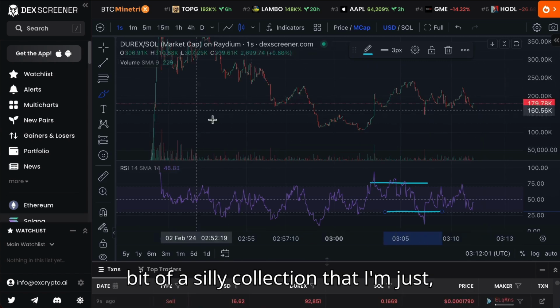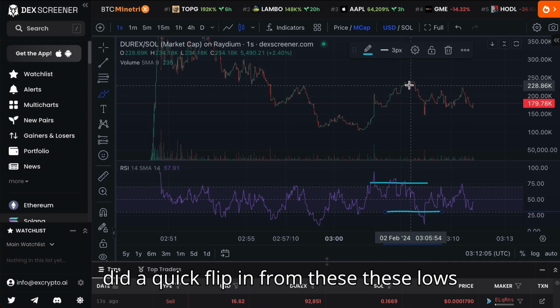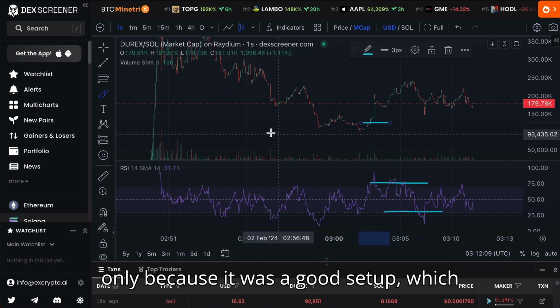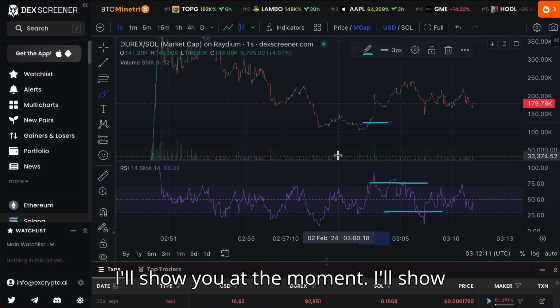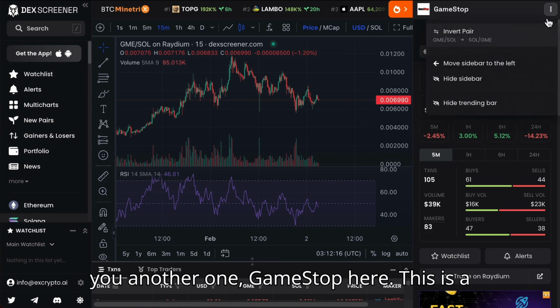So this is a bit of a silly collection that I was just watching at the moment, and I did a quick flip in from these lows, only because it was a good setup, which I'll show you in a minute with RSI. But let me show you another one, GameStop. Here, this is a bigger one.